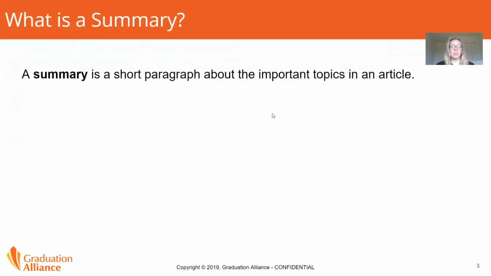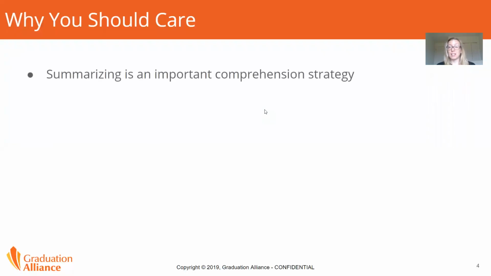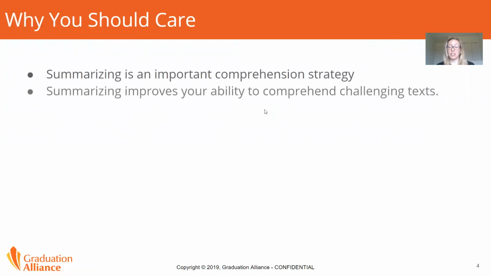What is a summary? A summary is a short paragraph about the important topics in an article. Why you should care. Summarizing is an important comprehension strategy. It helps you comprehend text. Comprehension means that you gain meaning out of a text that you've written or that you've read. Obviously, if you read something and you can't find the meaning in it, then what's the point, right? So anything that helps you with comprehension is a really good use of your time.